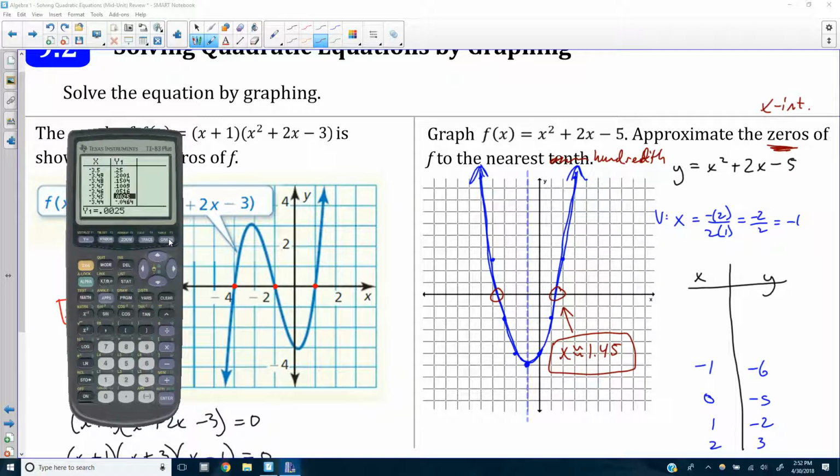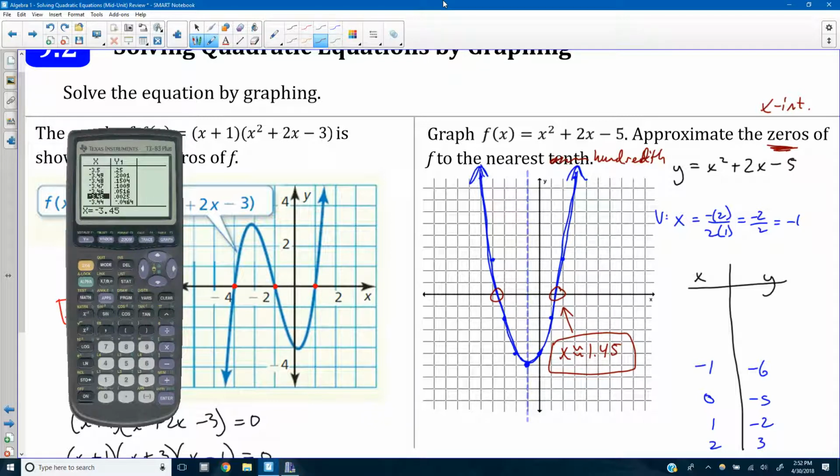So 0.0025 is closer than -0.0464, so -3.45 is closer than -3.44. So rounded to the nearest hundredth on this other side right here, x is also approximately, not exact, not even close to exact, -3.45. Those are the two solutions.